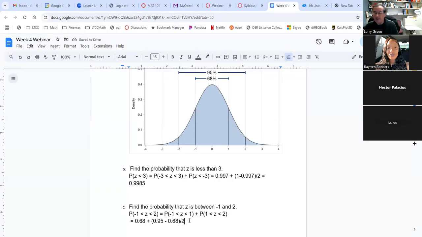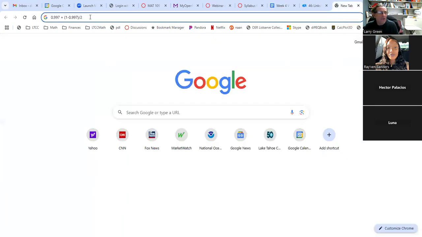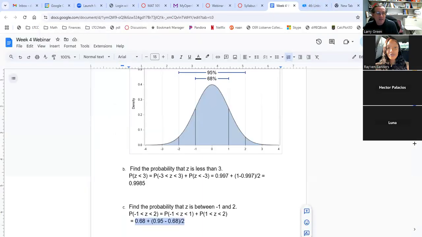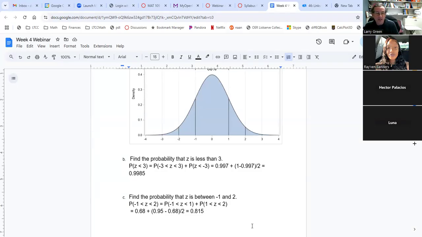Any questions on that idea? And then I can easily just drop it in the calculator. And it gave me 0.815. Is that clear? Have I lost any of you? Okay, let's continue on.